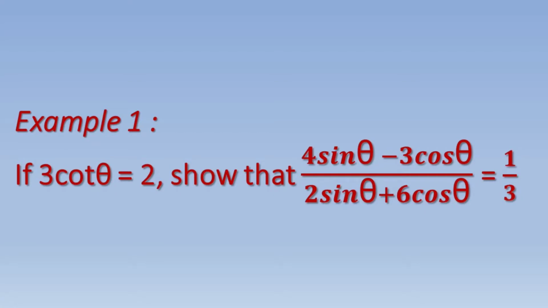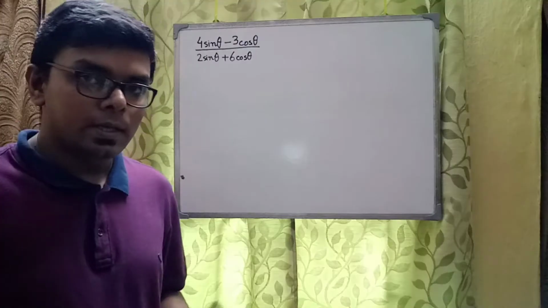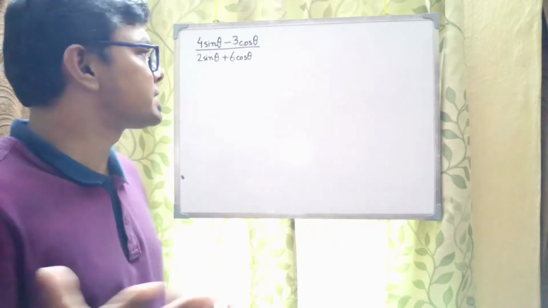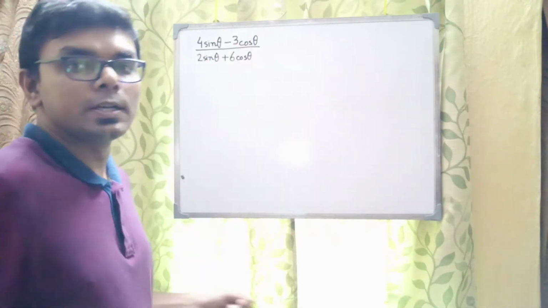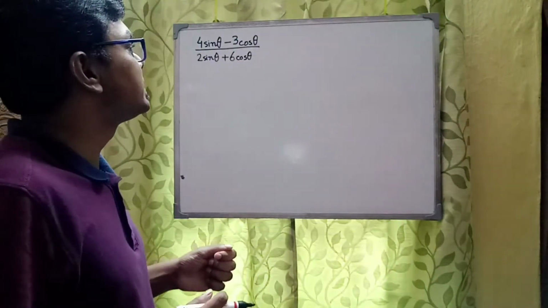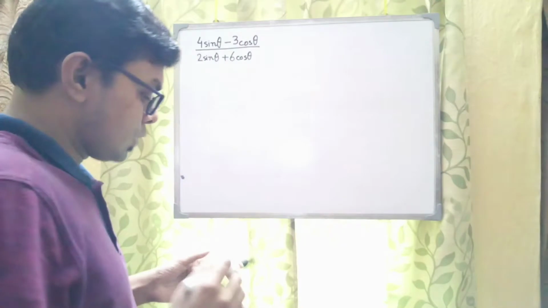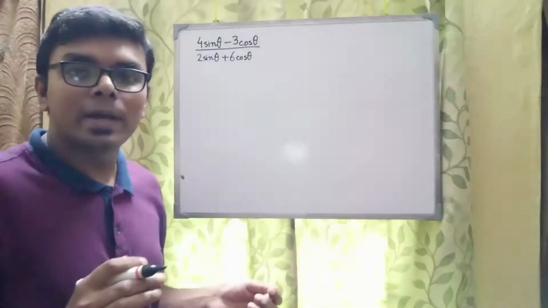Just have a look at your screen where the first sum is written. The sum is: if 3 cot theta equals 2, show that (4 sin theta minus 3 cos theta) divided by (2 sin theta plus 6 cos theta) equals 1 by 3. Now we have to show something. The left hand side of what is given in the sum, I have already written here. The left hand side is (4 sin theta minus 3 cos theta) by (2 sin theta plus 6 cos theta). This you have to show is equal to 1 by 3.